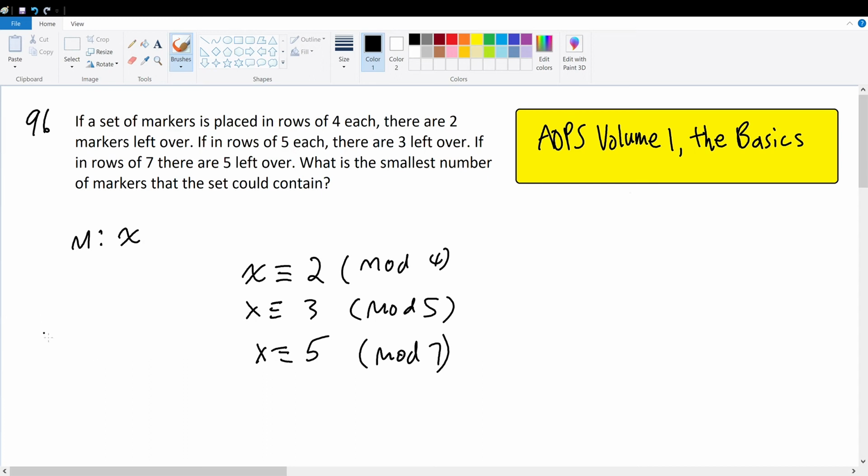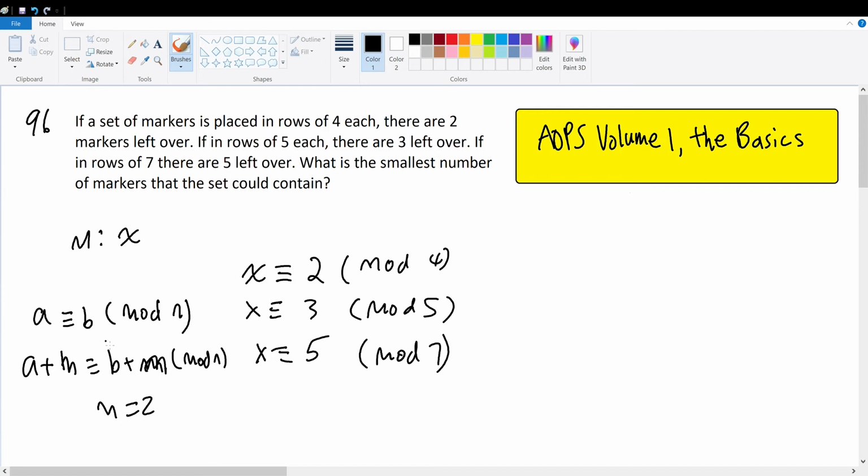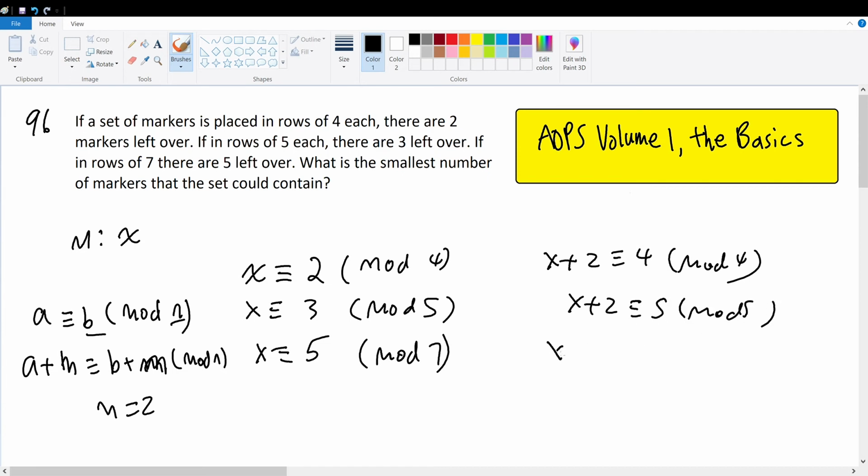So apply a modular arithmetic property such that if a is congruent to b mod n, then a plus some number such as m must be congruent to b plus m mod n. In this case, our m is going to be 2 because the difference between n and b will be 2. So x plus 2 should be congruent to 4 mod 4, and x plus 2 congruent to 5 mod 5, and x plus 2 congruent to 7 mod 7.